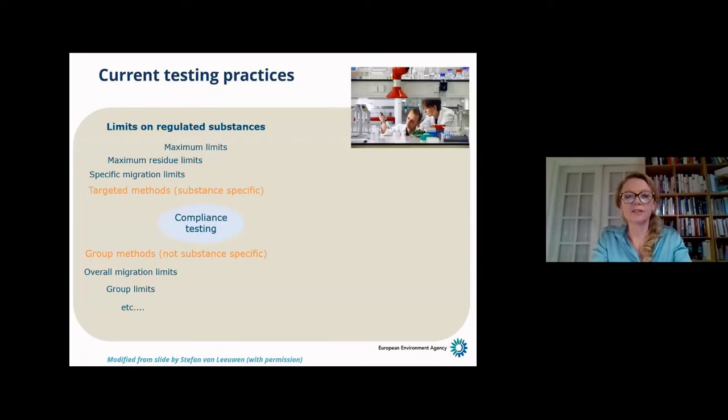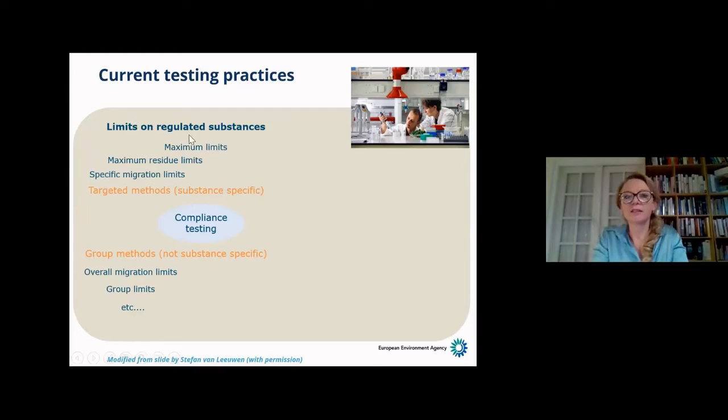And this is, again, thanks to Stefan Verleuven for this slide, how it's normally done. This is also based on my experience: I used to work as an analytical chemist for 15 years in research at the National Food Institute in Denmark, where I worked with enforcement. And typically, with food contact materials, we would start out by saying, okay, we have some limits on some regulated substances, let's test them. So already there you have a tiered approach because you have chosen some chemicals to test and not others.